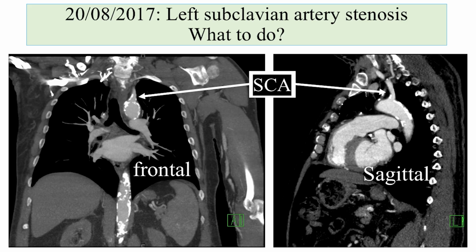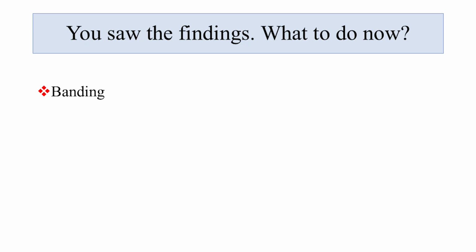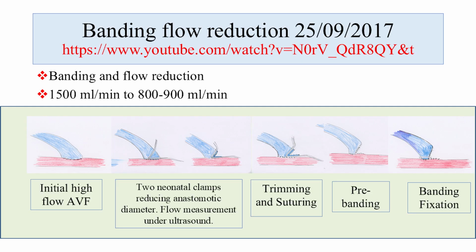On CTA, you can appreciate the calcified left subclavian artery but without significant stenosis that may cause steal syndrome. You saw the findings. What to do now? Flow reduction is the correct approach to start with. After the banding, the flow decreased from 1500 ml per minute to 800 ml per minute. These are the steps we take for our unique banding technique. You can watch the banding video using the attached YouTube link.